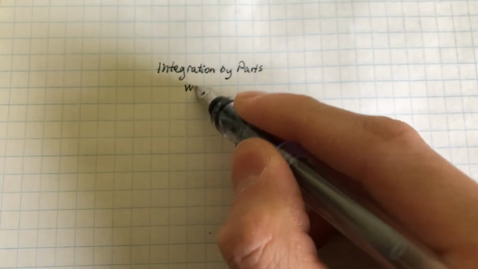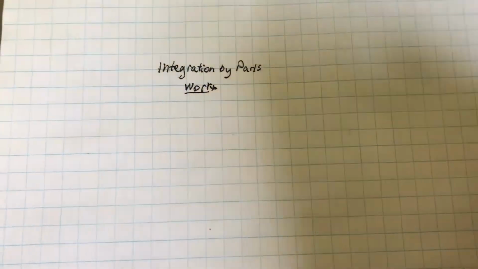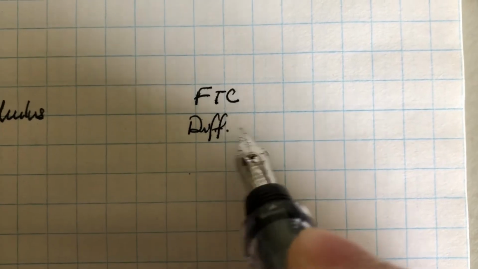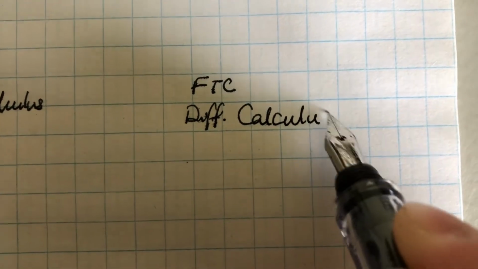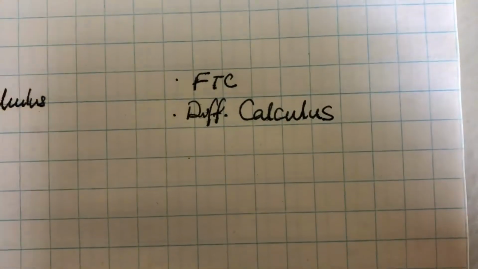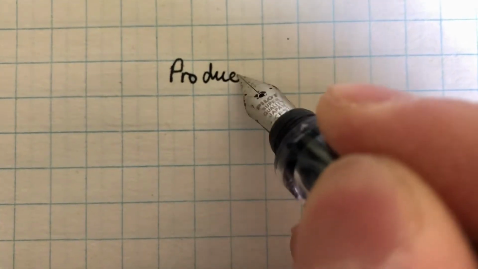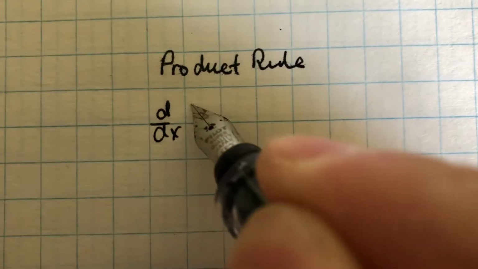This method of integration supports itself from the concepts viewed in the fundamental theorem of calculus, as well as the differential calculus, which should be reviewed beforehand. Recall from differential calculus the product rule. The product rule states that the derivative of f and g, where both functions are multiplied together, equals the derivative of the first function f times g and the derivative of g times f.